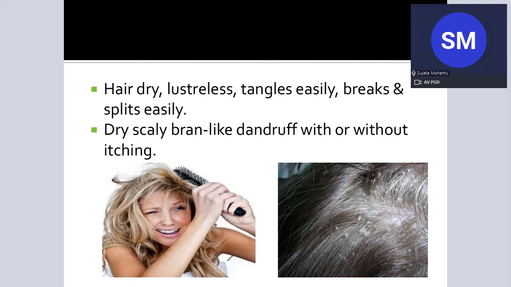Hair dry, lustreless. Lustreless means dull, with no shine in the hair. There is dull looking hair, and that tangles easily, breaks and splits easily. So the hair is that dry. That's why it tangles easily and breaks and splits easily. So dull and dry hair, and that's why there is dry, scaly, bran-like dandruff with or without itching.